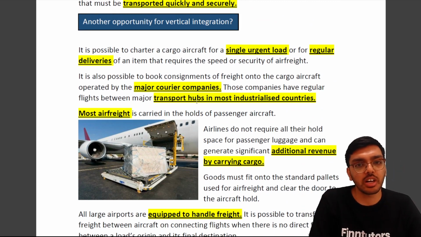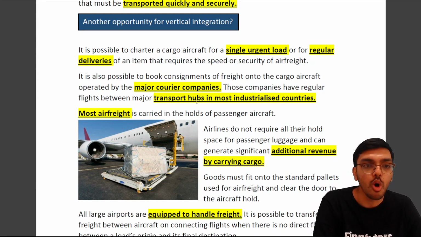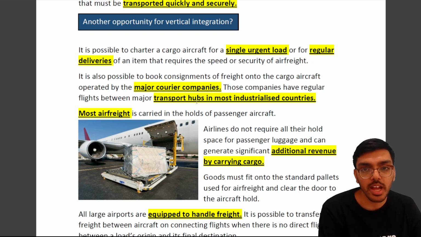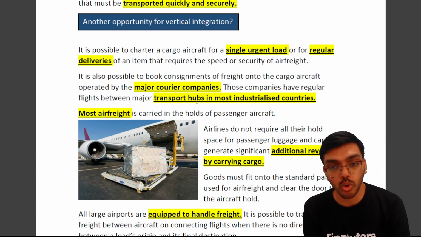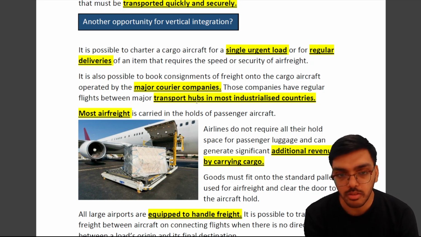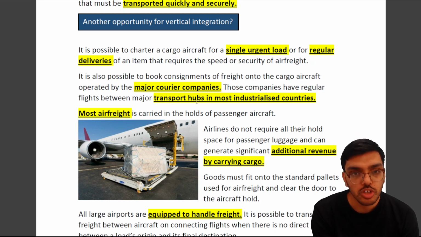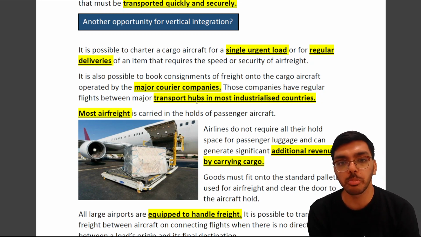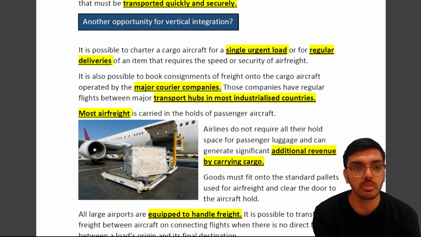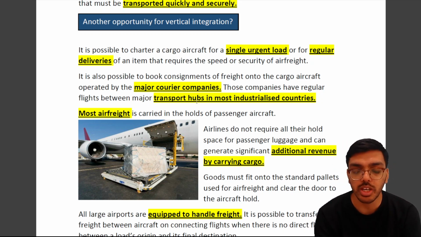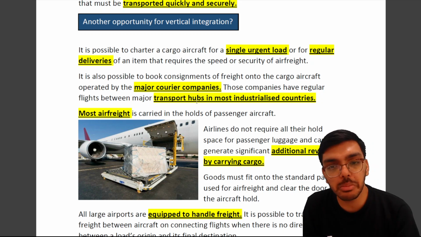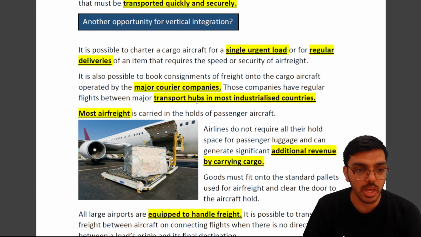It is possible to charter a cargo aircraft for a single urgent load or for regular deliveries of an item that requires the speed or security of air freight. It is also possible to book consignments of freight onto the cargo aircraft operated by major courier companies. So if you don't want to own your own aircraft, if you don't have enough demand for this particular service, then you can look to charter aircraft, or you can look to book some part of cargo aircraft which are operated by major courier companies. Those companies have regular flights between major transport hubs, so it's efficient for them.